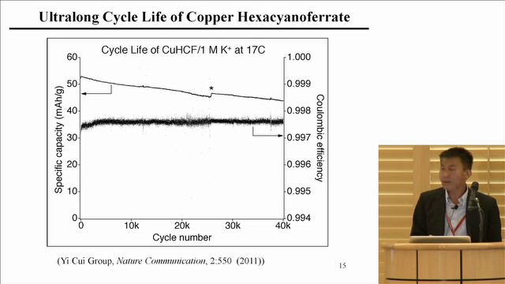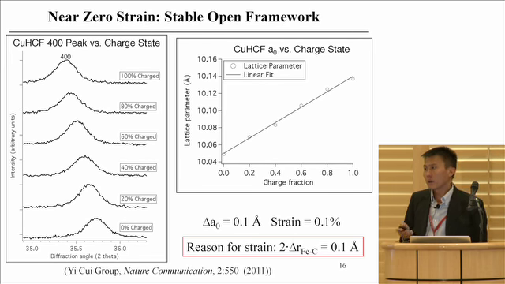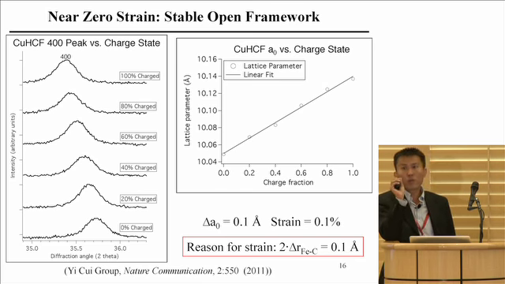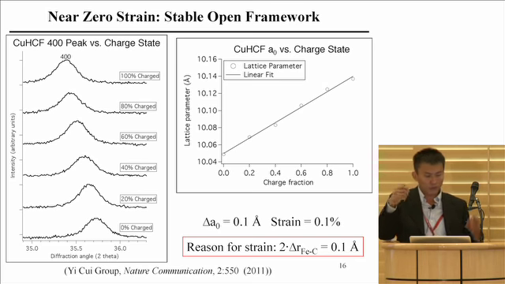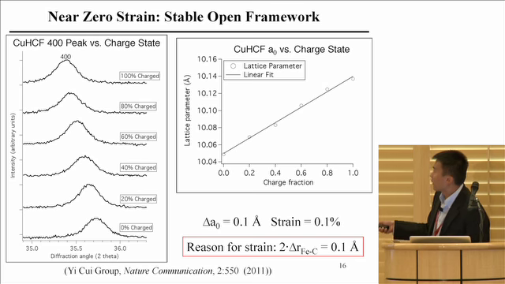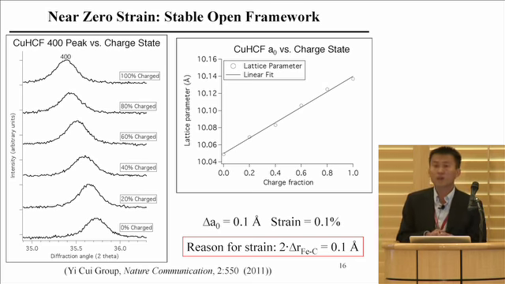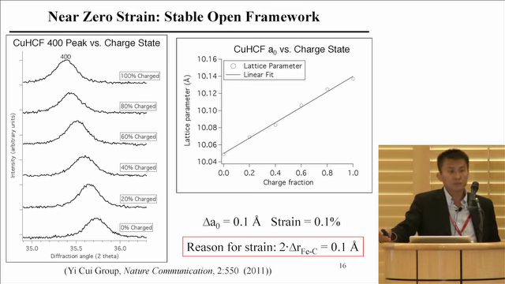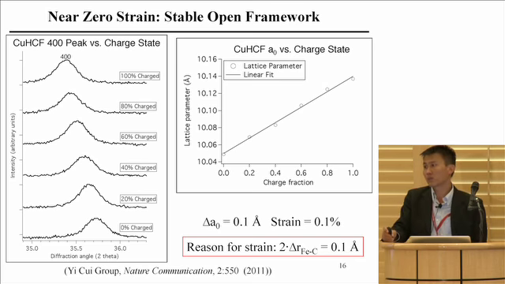Now let's look at why these materials are so good. If you charge and discharge your battery, depending on the state of charge, right here you measure the X-ray diffraction and see this diffraction peak shift. And the degree of shifting is very, very small. We are zooming into this diffraction peak a lot. If you calculate the lattice constant versus the degree of charging right there, and you calculate the strain, it is only 0.1%. It's nearly zero strain right there.